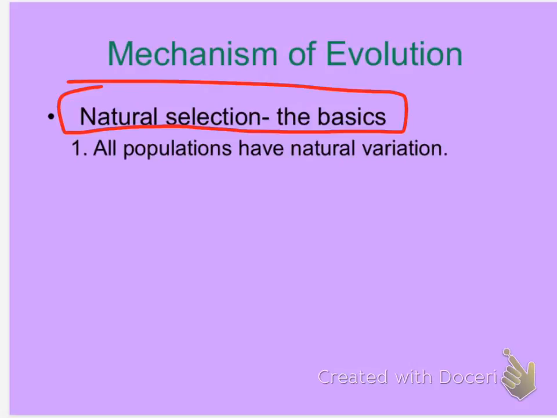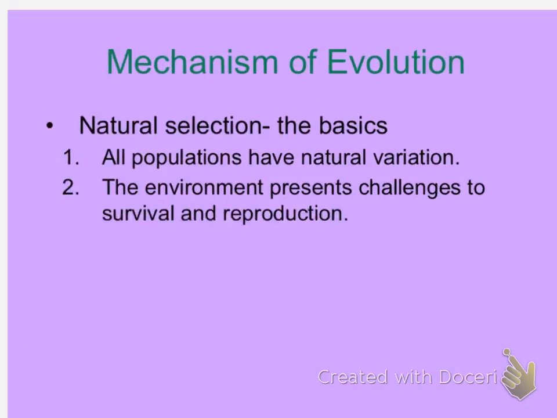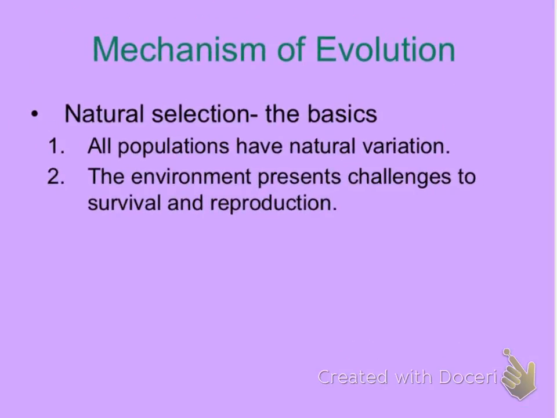Hey, it feels like I've heard that someplace before. That's weird. So all populations have natural variation, and life is tough. The environment presents challenges to survival and reproduction. What challenge did the clipbirds face? Getting enough food, getting enough calories, not to die, getting enough calories to be able to reproduce.